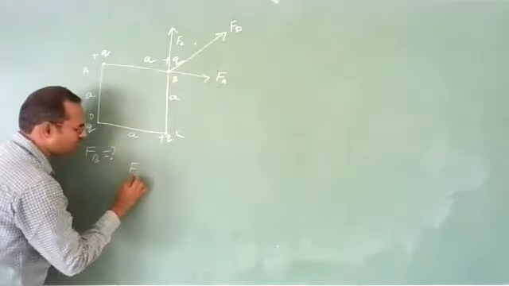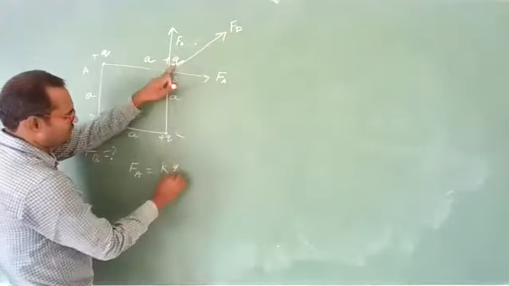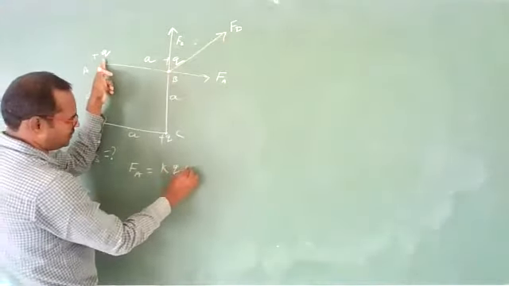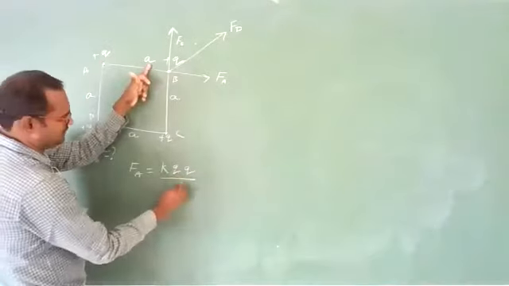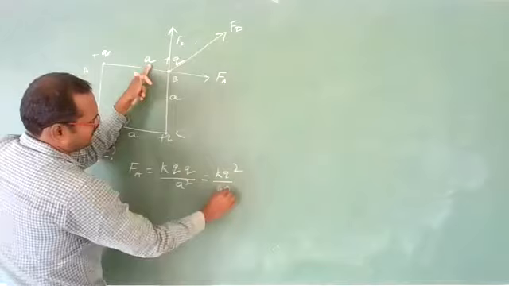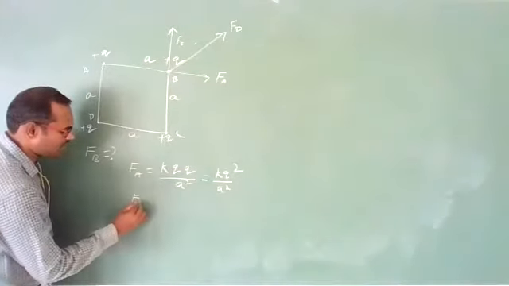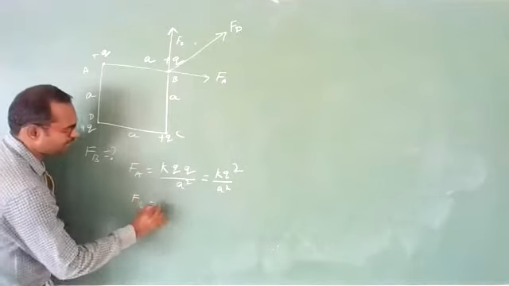What is the value of force due to A? 1 by 4 pi epsilon naught, this charge into the charge at A, that is Q, by the distance between them, which is A. Means KQ square by A square. This is the value. Next, what is the force on the charge due to the charge at B?